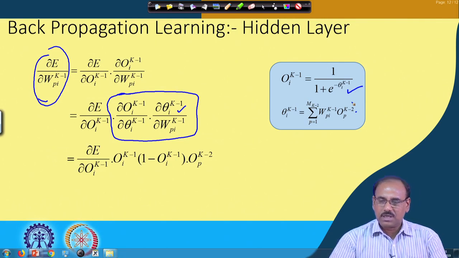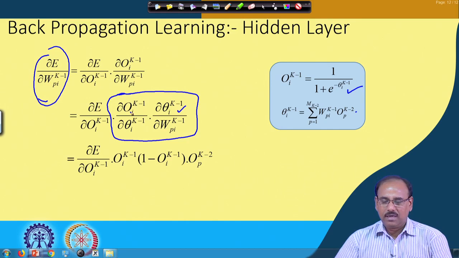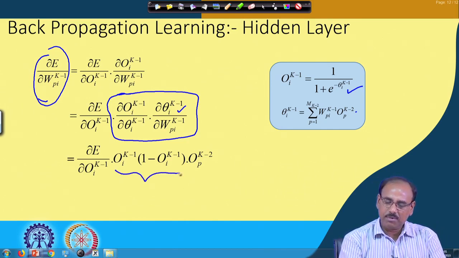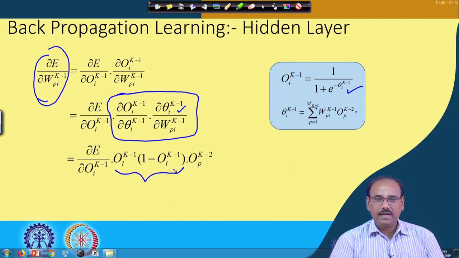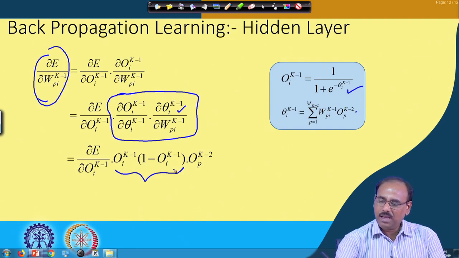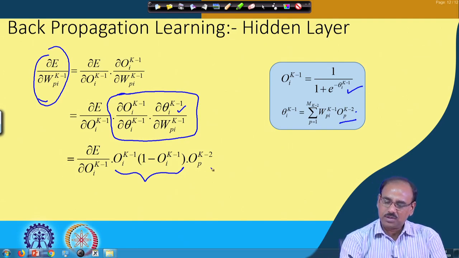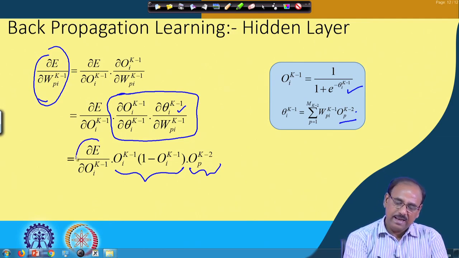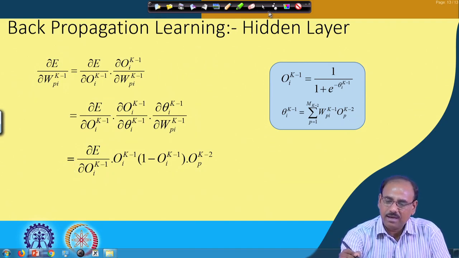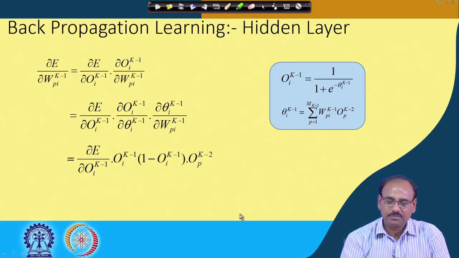So, the number of nodes in the k-minus-second layer is M_(k-2). As these two functions are known, I can easily compute del O_i^(k-1) / del theta_i^(k-1), which is nothing but the derivative of the sigmoidal function, and del theta_i^(k-1) / del W_pi^(k-1), which is simply O_p^(k-2). So, what I am left with is del E / del O_i^(k-1). How can I compute this?